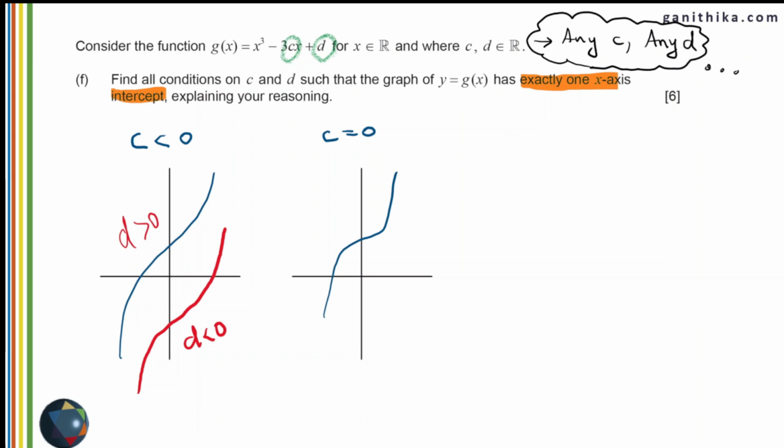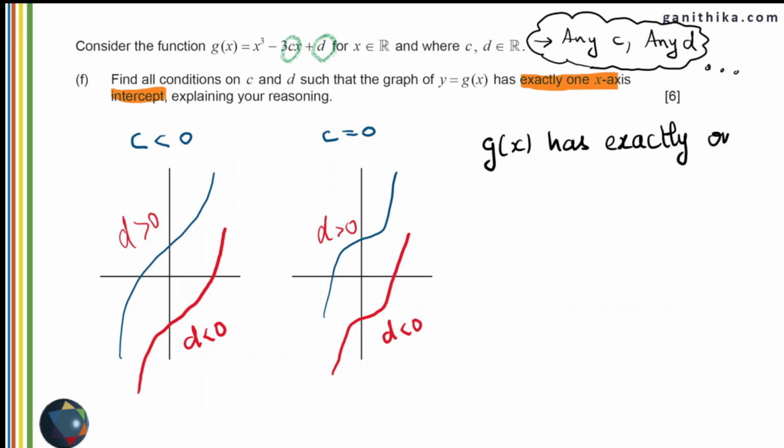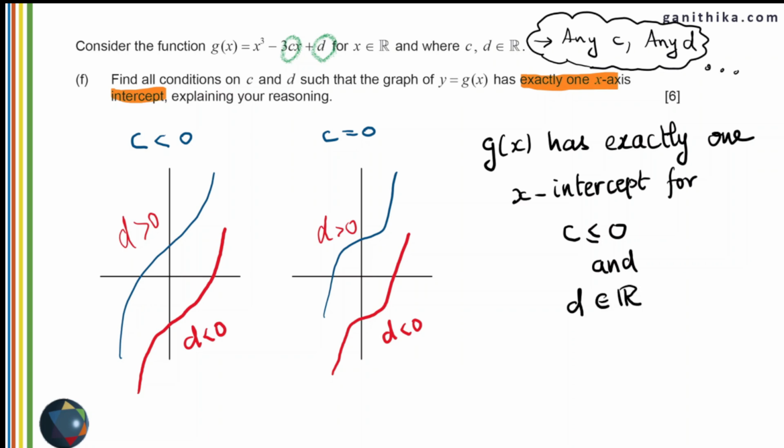For any d value, either positive or negative, you can see that c less than 0 will give you one x-axis intercept only. In the same way, for c equal to 0, this graph was when d was positive. The same graph will be shifted down when d is negative because d is the y-intercept, and you can still see that you have only one x-axis intercept in this case as well. Therefore, whether d is positive or negative, for all the values c less than or equal to 0 and for any real value for d, you always have one x-axis intercept for g of x.